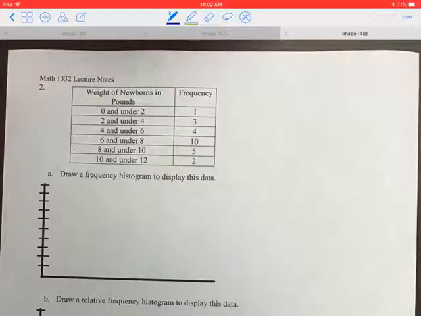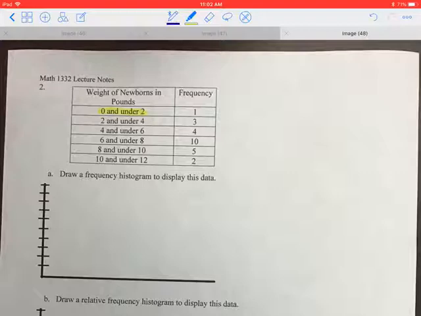And we're on the second page of the 15.1 notes. So we're going to look at a different type of bar graph on this one. If you look at our frequency table, you'll see that the data is a little different. We have a range of numbers. So this is weight of newborns in pounds.